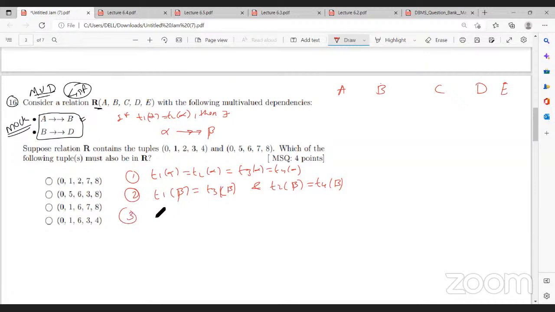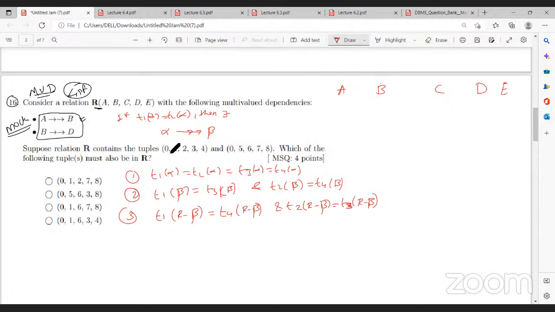So what are the other conditions? T1 R minus beta equals T4 R minus beta, right? And T2 R minus beta equals T3 R minus beta. So you should remember this condition. Okay. Now simply apply this.